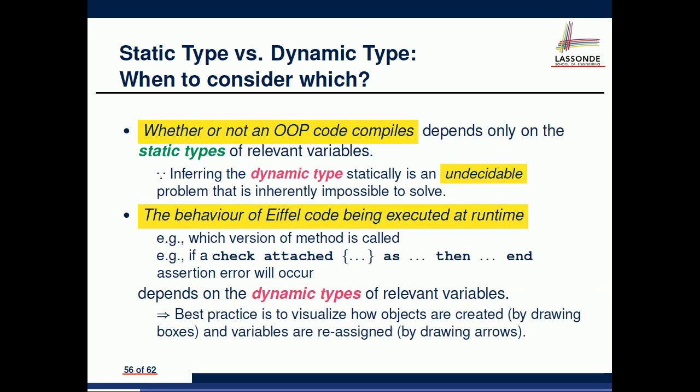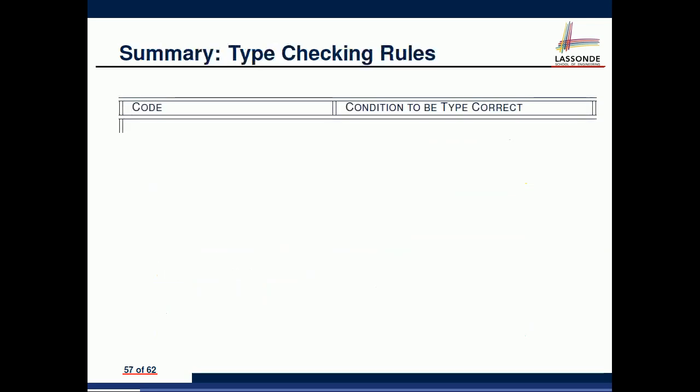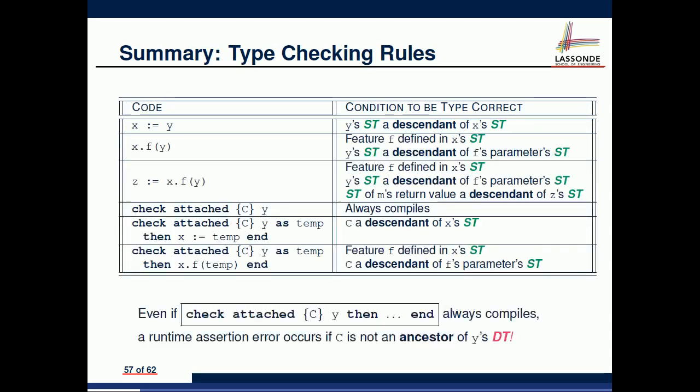If you want to judge for compilation, look at static type. If you want to judge for runtime behavior, look at dynamic type. We keep emphasizing this. I don't have to read off the slides for you. This is something you can take just as a reference. It summarizes all the type checking rules that we talked about for inheritance. Look at them. If you have trouble, let me know.